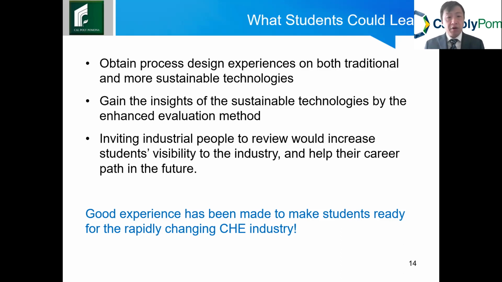So overall, this is a very good experience and good effort we have made to help students learn more about sustainability and also make them more ready for the rapidly changing chemical engineering industry.